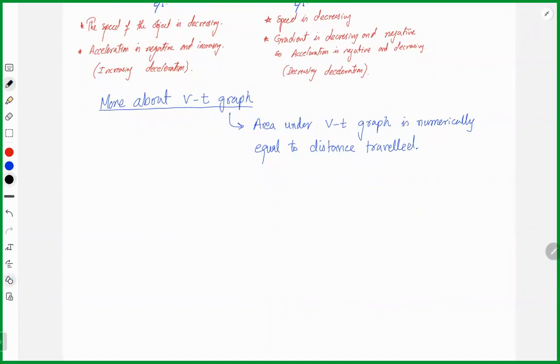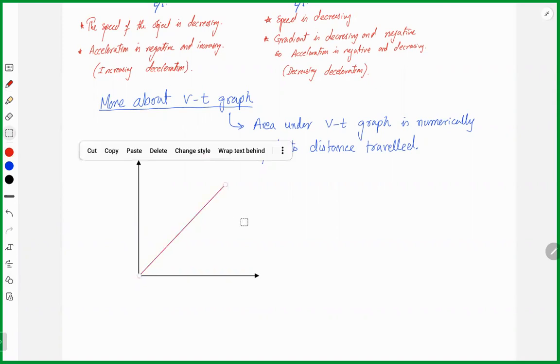For example, let's do a simple curve. Let's start with this. If we have this kind of curve, this is speed in meters per second, and this is time in seconds. Let's say this speed is 20 meters per second, and this happens in 10 seconds.